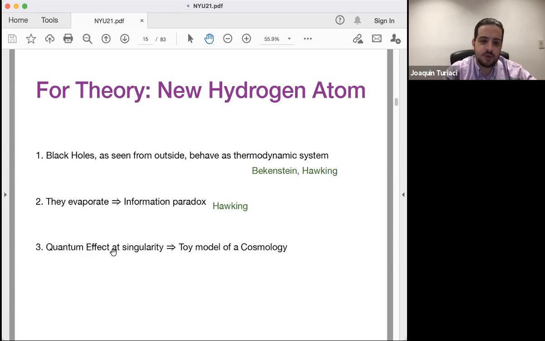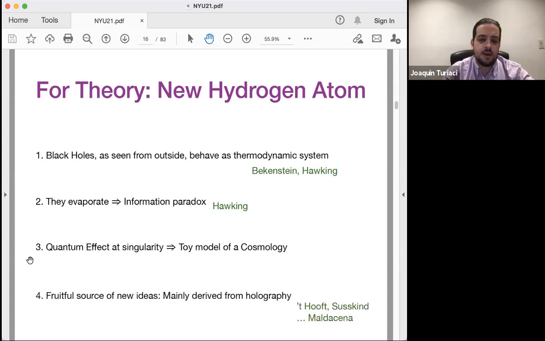Then, quantum effects of gravity are important at the singularity, and actually it's a toy model of cosmology, in the sense that the metric inside the black hole behaves basically as a contracting cosmology. So one can hope that understanding the singularity might make the connection more precise in the future. And this has definitely been a fruitful source of new ideas, mainly derived from holography, which I will now say what that is. It was an idea proposed by 't Hooft and Susskind, and made very precise by Maldacena in the 90s.